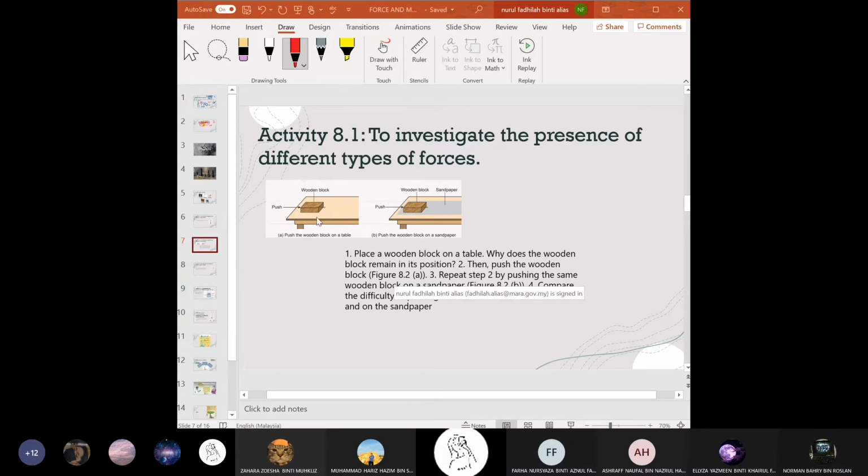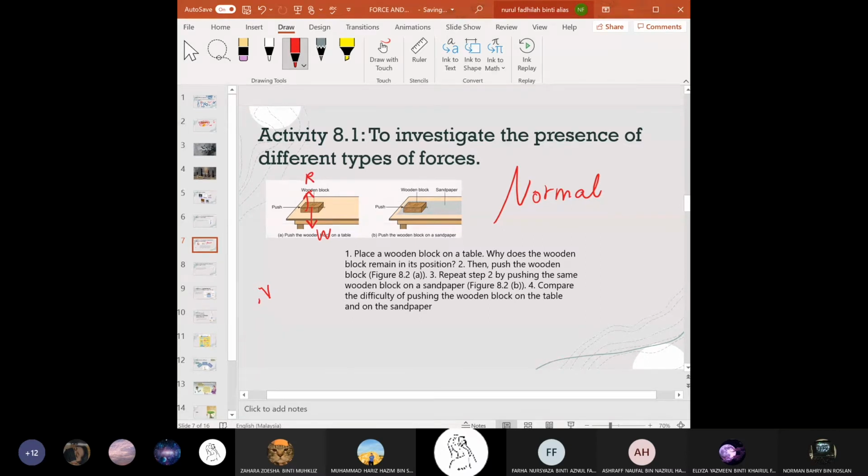Normal reaction. So now you learn a new force, which is what we call the normal reaction force. And the normal reaction force is always opposite to the weight. The wooden block has weight, and weight is always pointing downward. So the normal reaction is pointing up. And the value, usually we use the symbol R. Normal reaction, symbol R, and then we draw an arrow pointing upward.